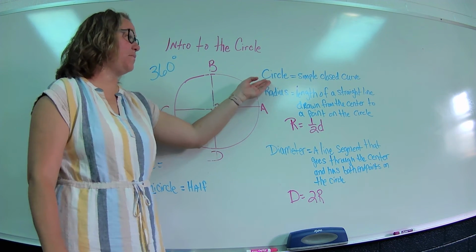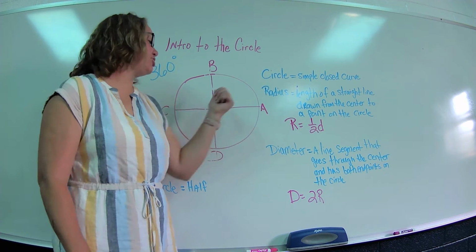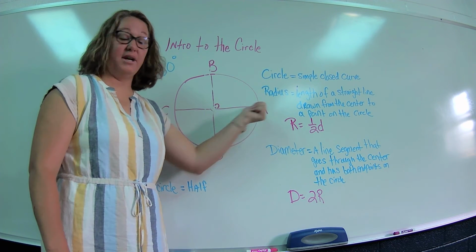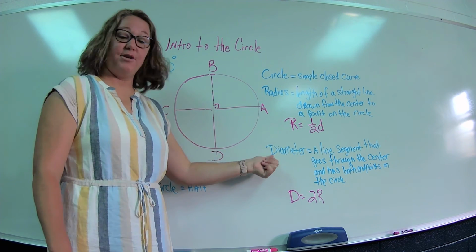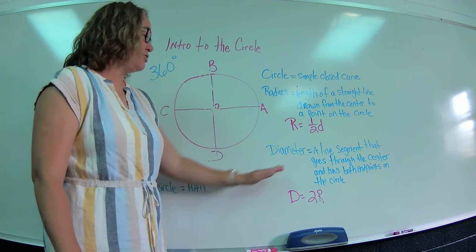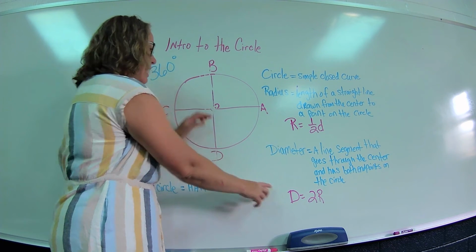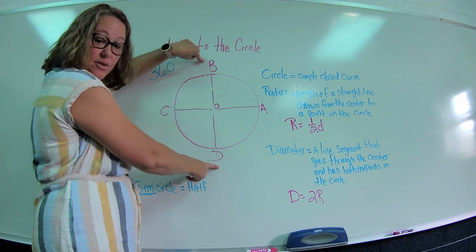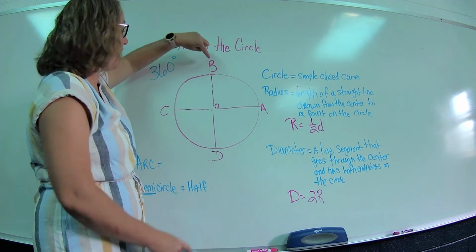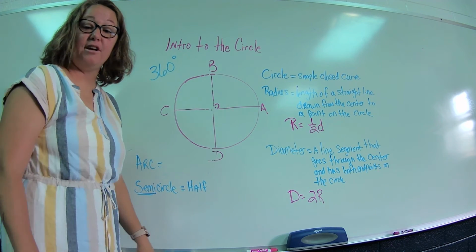All right, so let's go back through here. The circle, a simple closed curve. The radius, the length that starts in the center. All right, and it goes to a point. Then you have the diameter, a line segment that goes through the center. So if radius is 1/2 of the diameter, diameter is 2 times the radius. See, this is a radius and this is a radius, but if I have BOD or DOB, I have diameter.